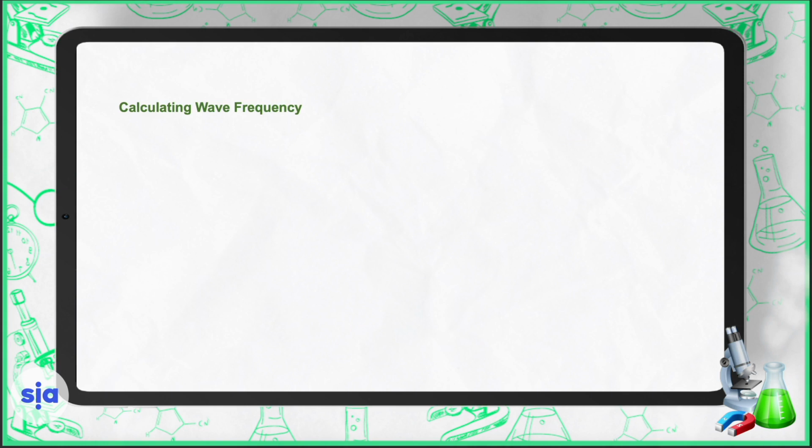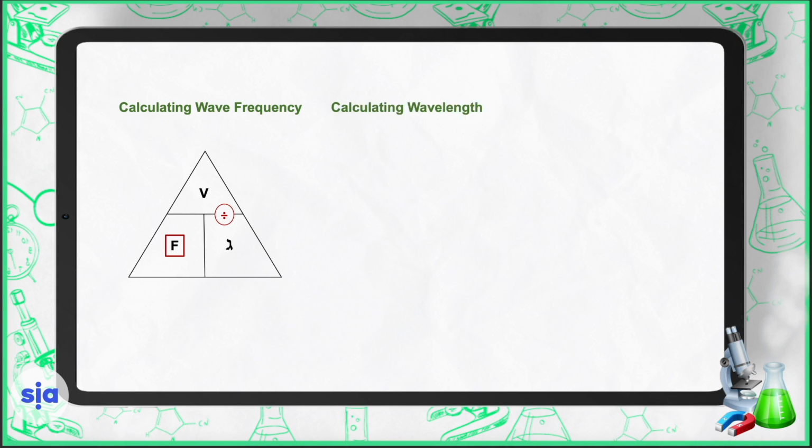If we want to calculate the wave frequency, we will use this law. The frequency equals velocity divided by wavelength. If we want to calculate the wavelength, we are going to use the same law. The wavelength equals the velocity divided by frequency.